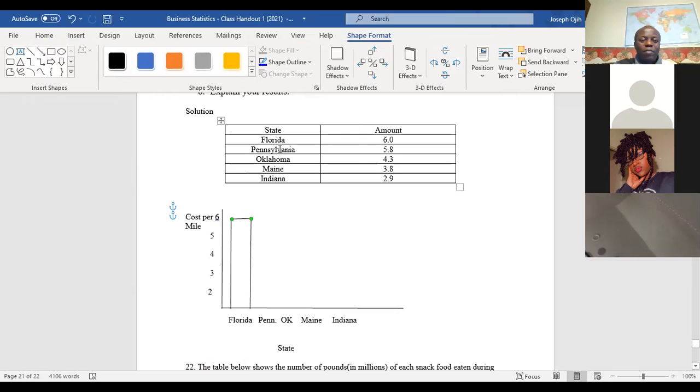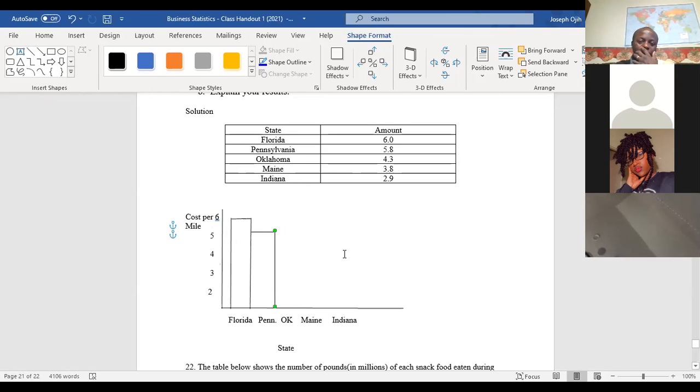Now the next one will be Pennsylvania. You're going to touch this. This is 5.8, which should be around here. So you're going to make it for Pennsylvania, and then draw it down. Excuse me, my mistake. Then next will be Oklahoma. So now you get the point. You do this for all of them, and that will give you the Pareto chart.